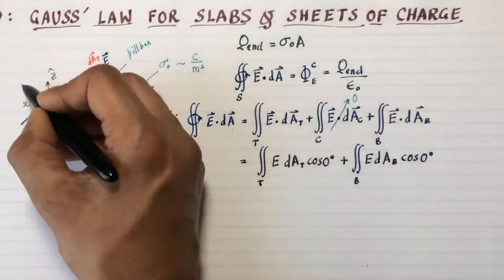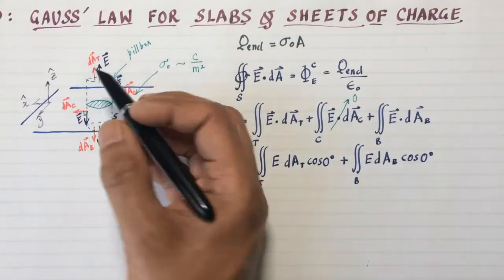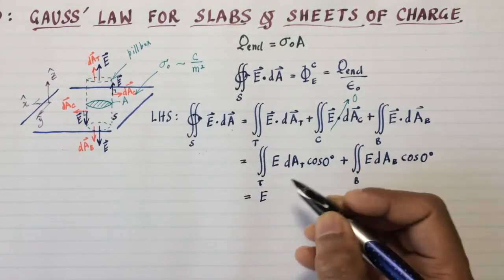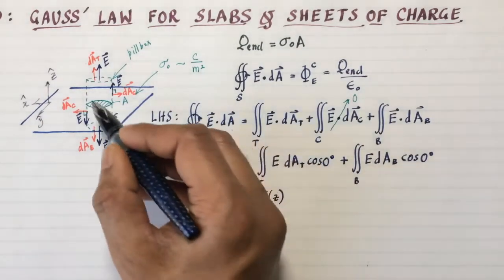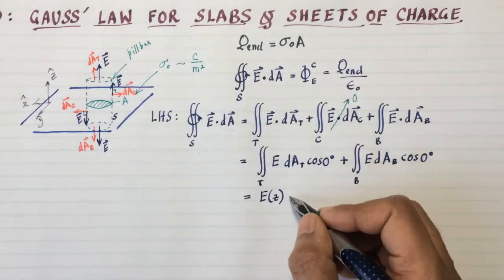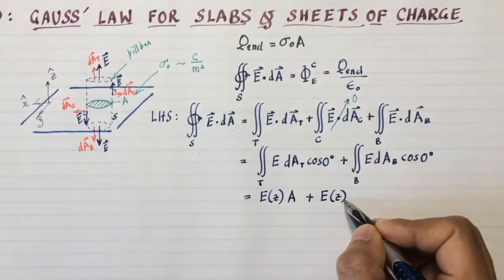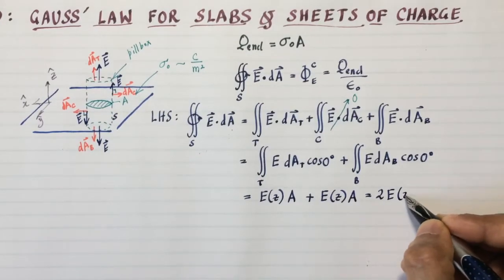Alright, so you can only have the electric field depending on z. So I'll write the electric field as a function of z and pull it outside. Now the integral over the top surface of the area is just the area A. So I've done that integral, plus E of z times A for the bottom surface too. So I'm going to get 2 times E of z times A.